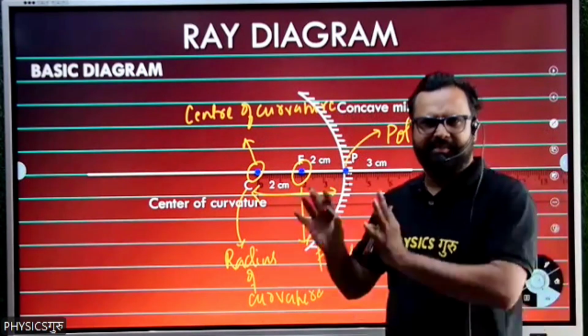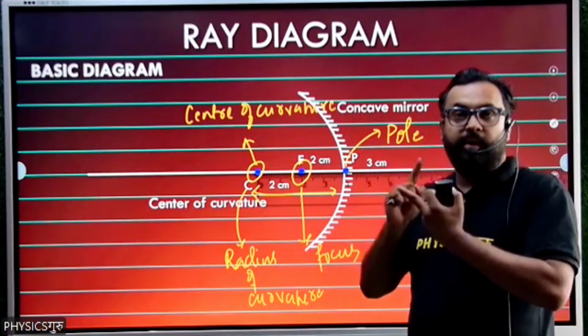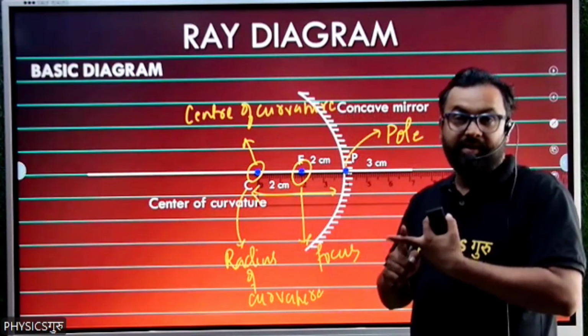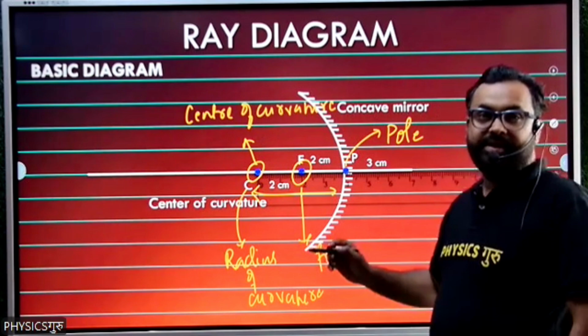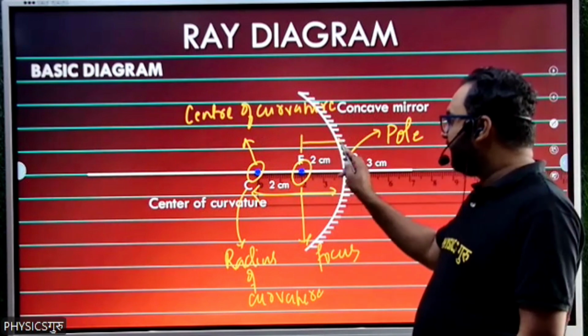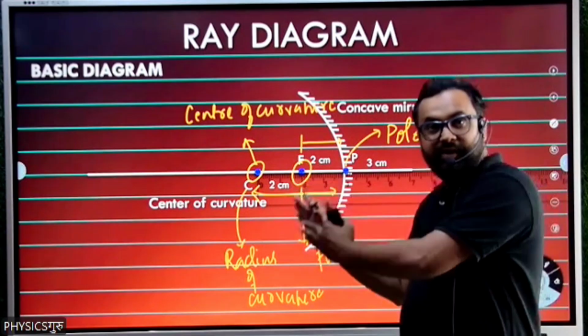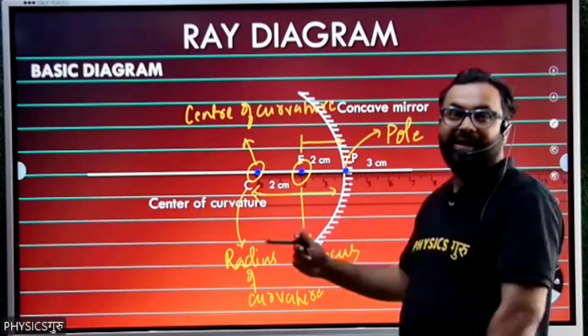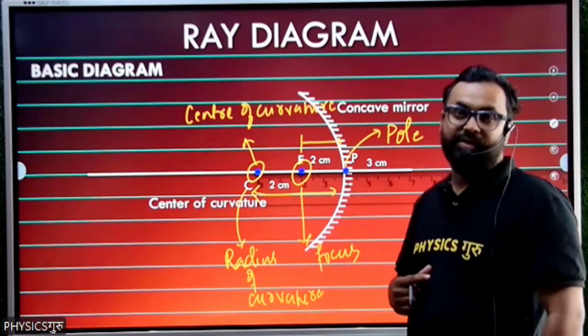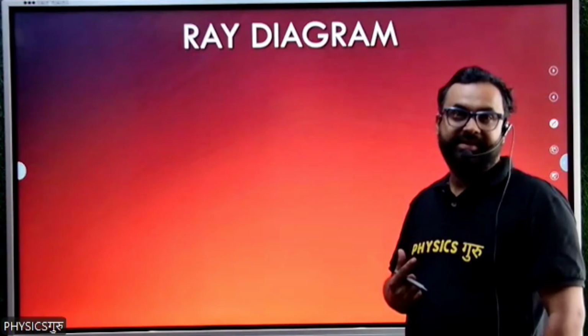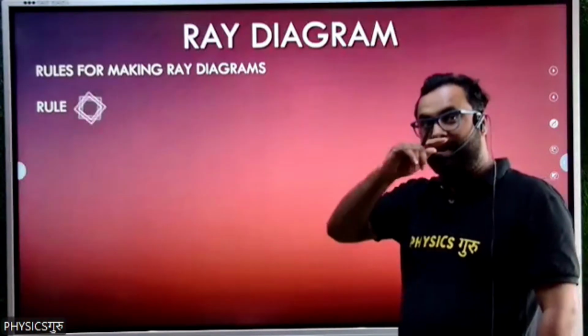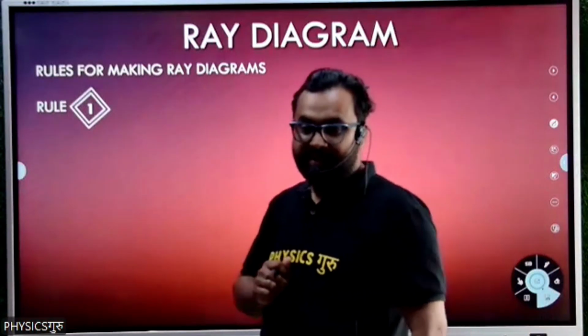So these are the basic points that you should remember. You should know pole, focus, focal length. What is focal length? The distance between focus and pole. This distance is called focal length. This is center of curvature. The distance between center of curvature and pole is called radius of curvature. Clear? Now rules for making ray diagram.